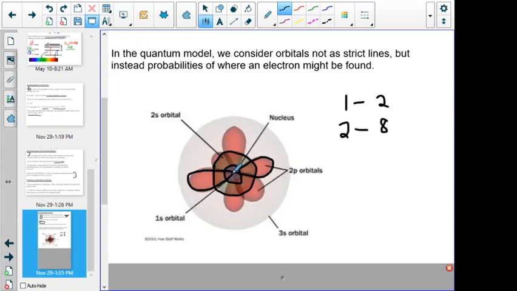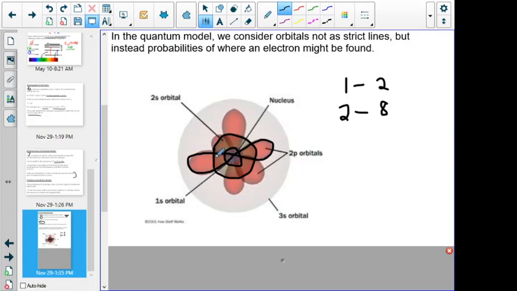Confused yet? This is why we don't generally talk in great detail about the quantum model. And you might look at this and go, okay, so I got figure eights. Yeah, that's exactly what's happening, Evan. Quantum tunneling, if you've heard of it, basically it's an electron just punches through where it's not allowed to be to get to somewhere where it is allowed to be again.